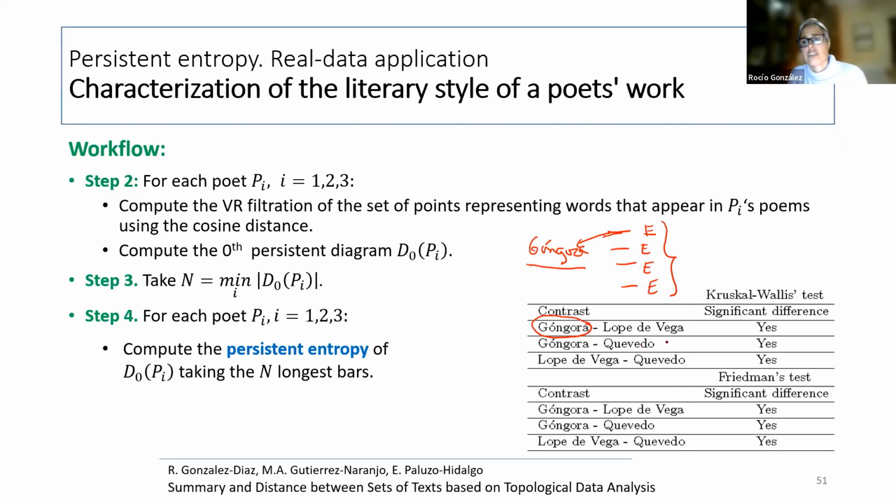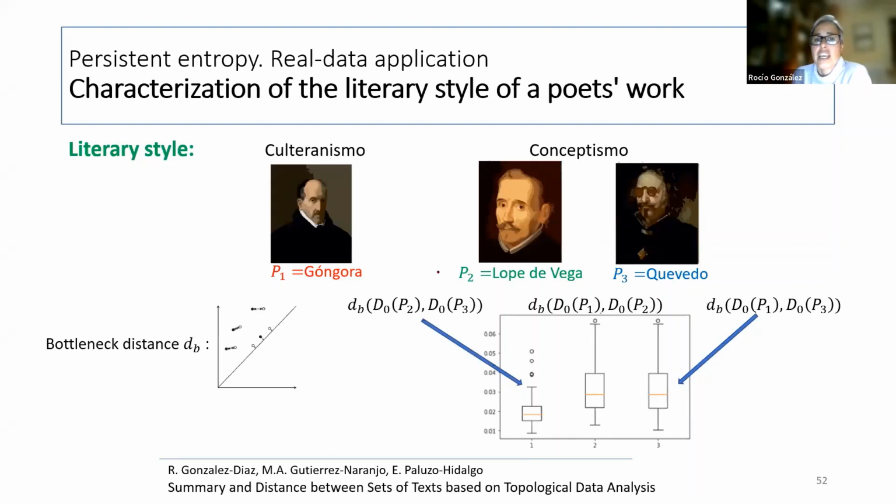And what is more, we know, because philology has studied it for a long time, that Góngora belongs to a literary style different from the literary style of Lope de Vega and Quevedo. In fact, Góngora belongs to culteranismo, and Lope de Vega and Quevedo belong to a different style called conceptismo. Does persistent homology reflect this?